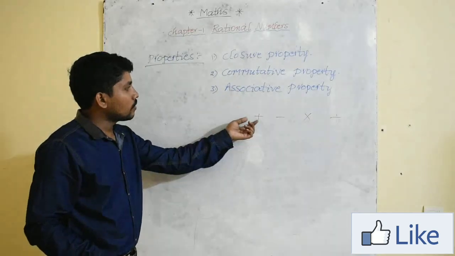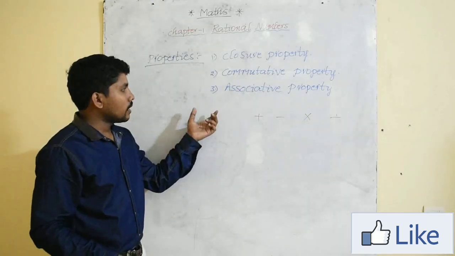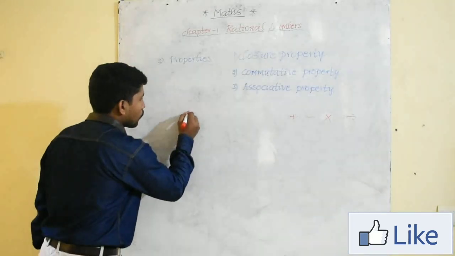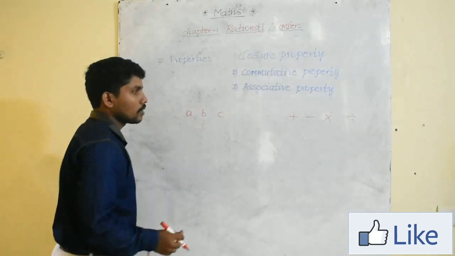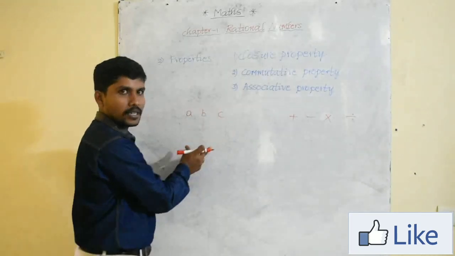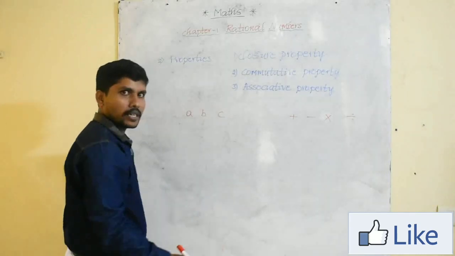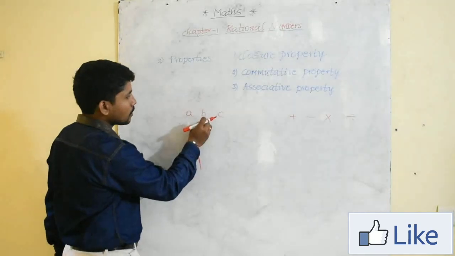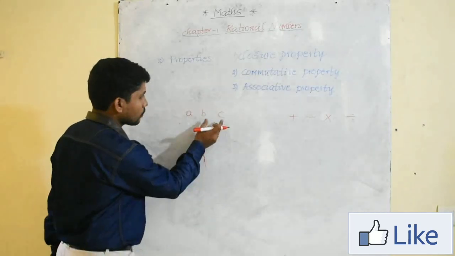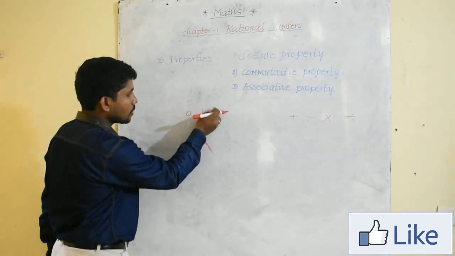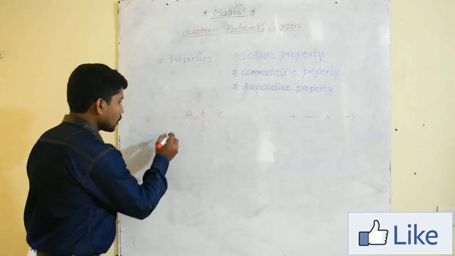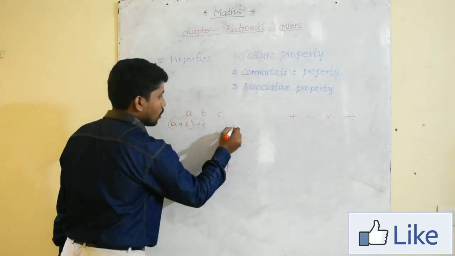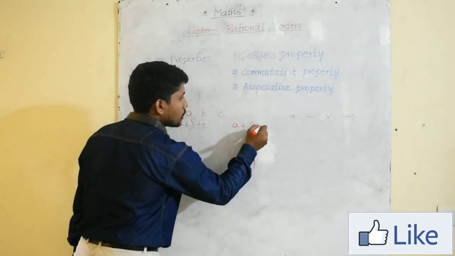If I take the operation plus here, we can add three numbers. Suppose I let the three numbers be A, B, C. For the associative property under addition, first we need to add the first two numbers, and then the result is added to the third number. Or else the second and third numbers are added, and the result obtained is added to the first number. That means A plus B, plus C, or A plus B plus C, with the brackets grouped differently.